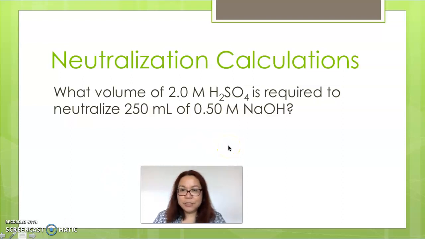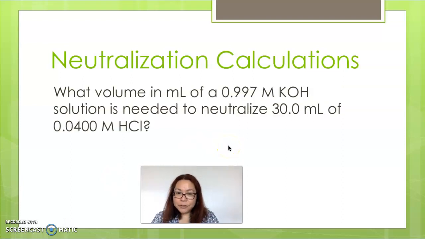So that's how you do this problem. Now, can you do this next problem on your own? Remember, you are still going to use the molarity. You'll take into account the molarity and multiply that by the number of ions to find the normality of both acids and bases. So do this next one on your own. What volume in milliliters? You're going to have to go back and forth: convert into liters and then convert back to milliliters.